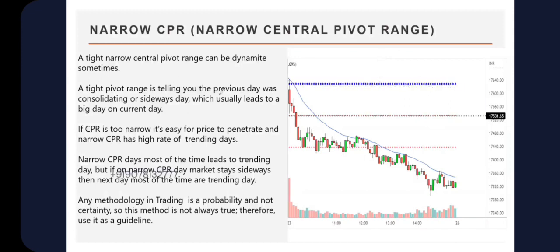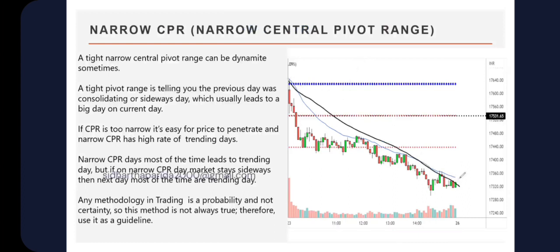A tight pivot range tells you that the previous day was a consolidating or sideways day, which usually leads to a big day on the current day. So if narrow CPR, that means the previous day was a sideways day. So sideways days lead to narrow CPR, right? So that is what you should know, that whenever there is a narrow CPR, without even looking at the previous day chart, you can assume that the previous day was a sideways day.